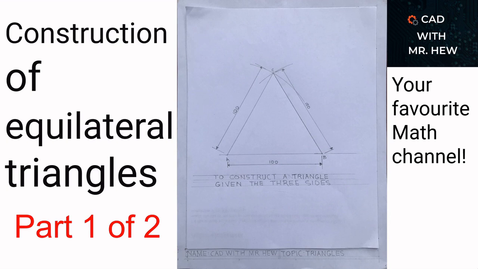We have come to the end of today's video. In today's video, we looked at the construction of an equilateral triangle and we drew the triangle given the three sides. In the next video, which is part 2, we'll be constructing another equilateral triangle given the base angle.